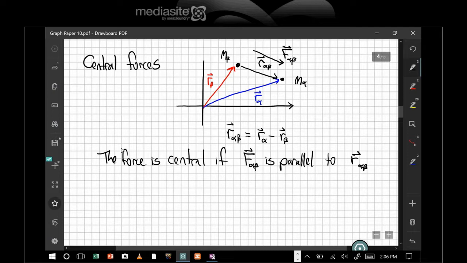A central force is, for example, a Coulomb force. Say the two particles have mass and charge. Actually, since we're talking about classical, let's talk about gravity. Say there's a gravitational attraction between the two. The force of gravity is going to be equal to G m alpha m beta over r alpha beta squared. That's the force of beta on alpha. So that's a good example of a gravitational force. The gravitational force is central. The Coulomb force is central. I want you to come up with a force that's not central. Central forces are really important.